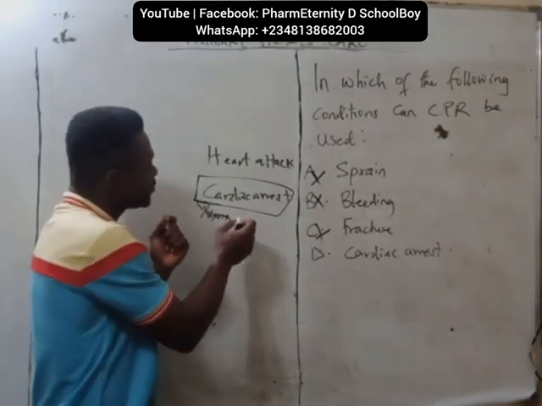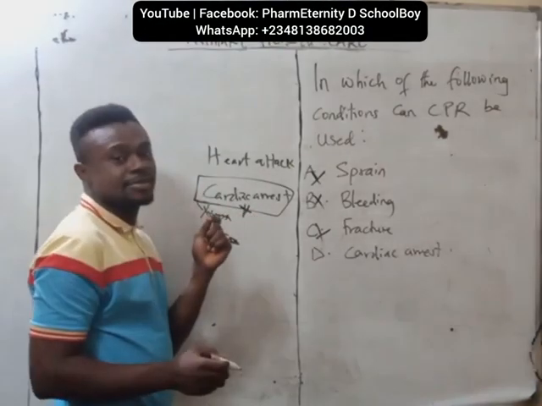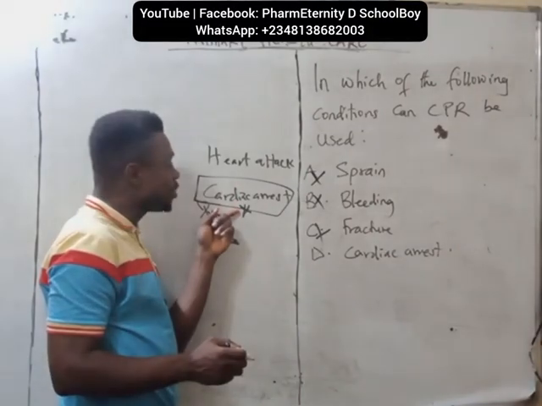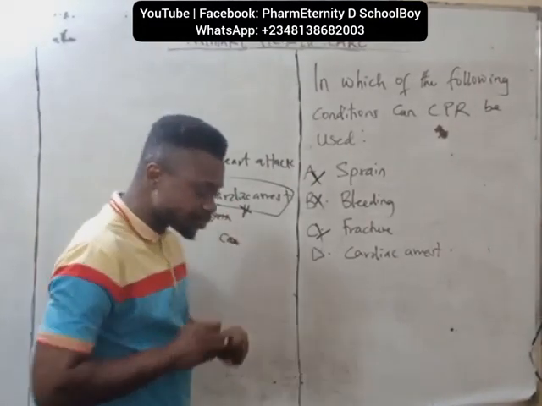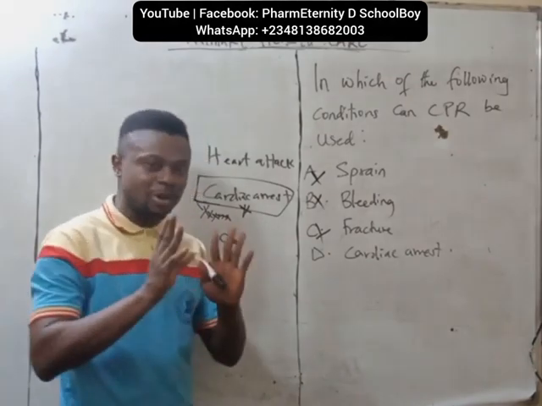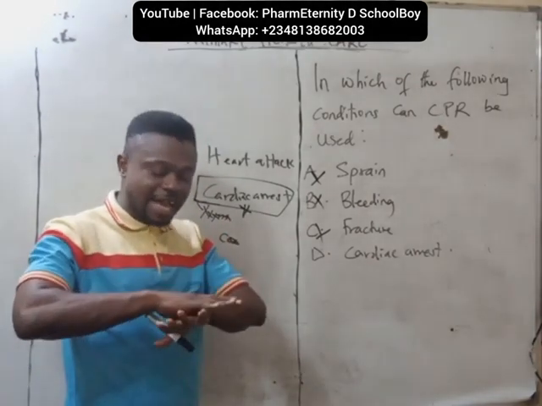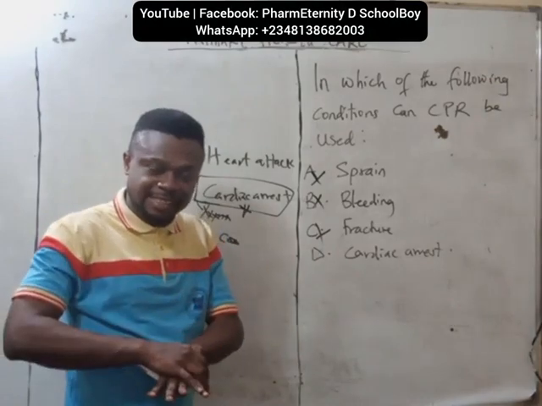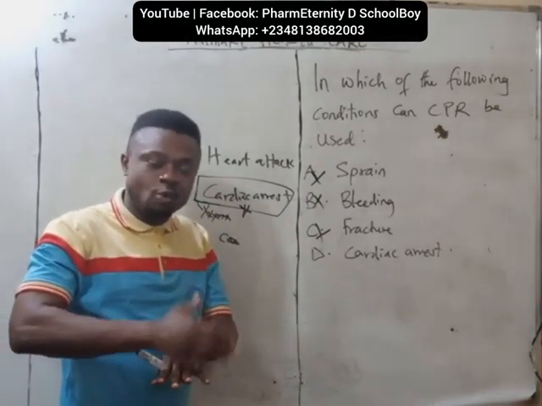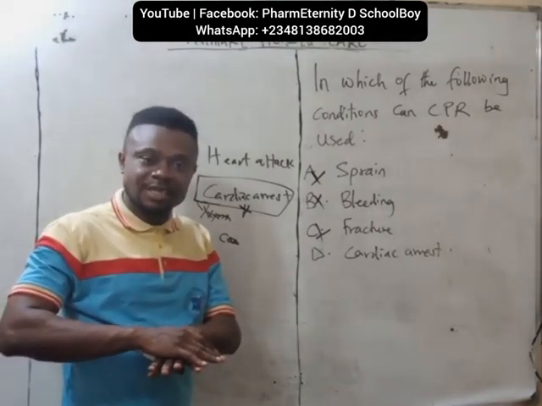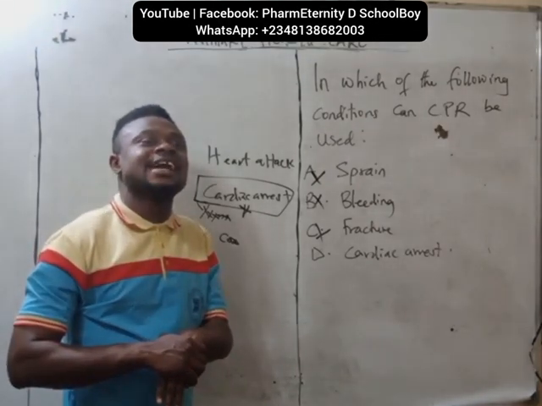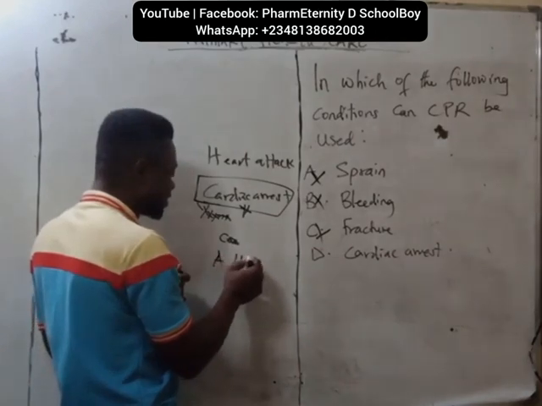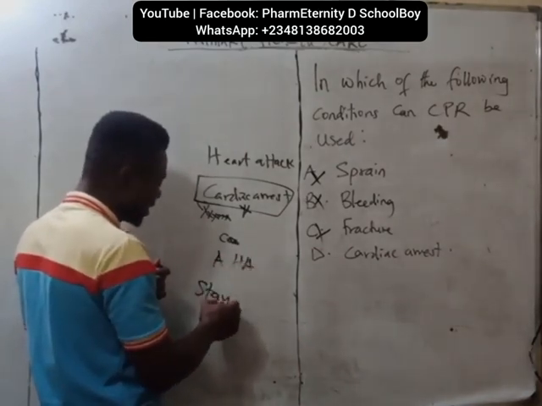So for CPR, cardiac arrest is the answer. CPR can be used for emergency treatment, the management of what? Cardiac arrest. I don't want to go into the process, but let me just say one or two things. The hands-on method has to do with applying compression on the chest with the hands, about 100 to 120 pushes, according to the American Heart Association, with the target of keeping the person alive.